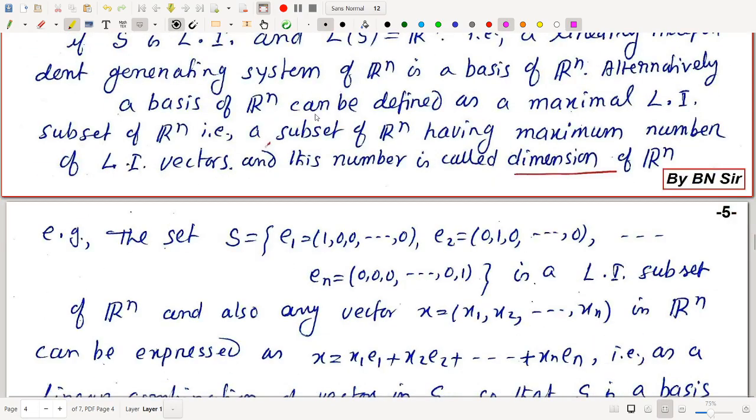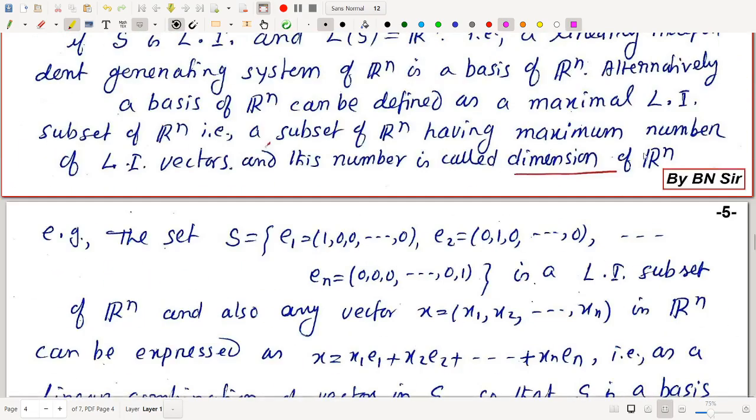Alternatively, a basis of R to the power n can be defined as a maximal LI subset of R to the power n. That is a subset of R to the power n having maximum number of LI vectors, linearly independent vectors, and this number is called dimension of R to the power n. Set having maximum number of linearly independent vectors, that is basis, and this maximum number n is called dimension. n.